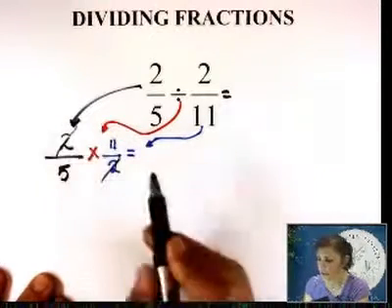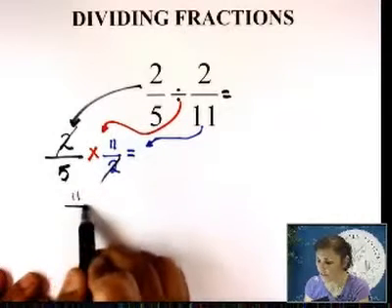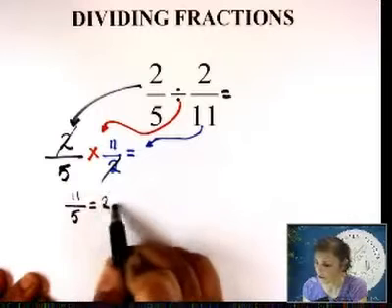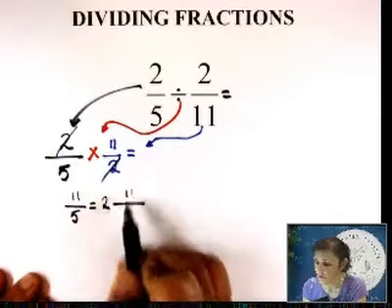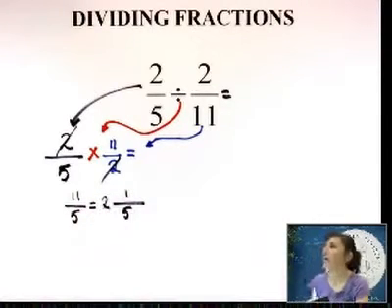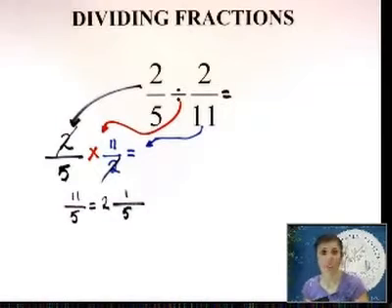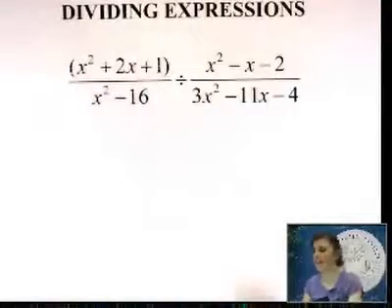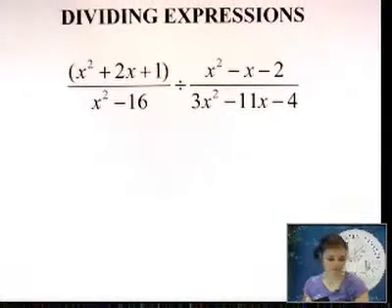2's go, and you're going to end up with 11 over 5. You can also go into a mixed number. 2 times 5 is 10, and 1 remainder. You can write it like that. So this is how we used to divide fractions. Now let's do the same thing when we do something like that.